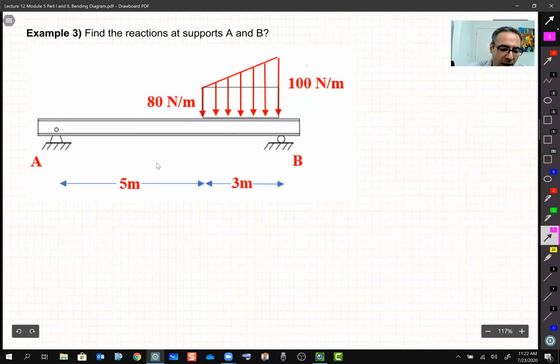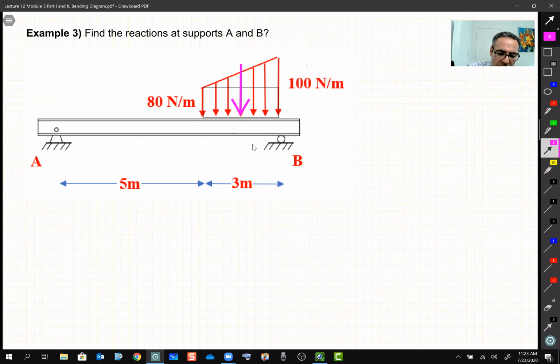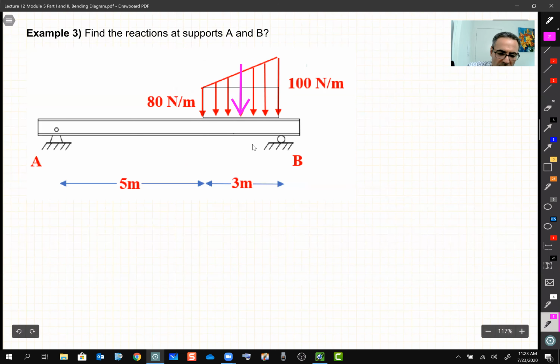Okay, so let's see how we can do that. Let's first imagine that this triangle is not there. We're just seeing this rectangular shape, which is 80 by 3 meters. So we simply know that the equivalent is something in the middle here. And how much is it? 80 multiplied by 3. So it is 80 multiplied by 3, right?